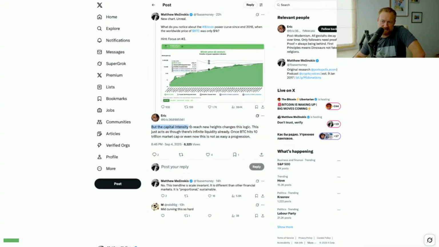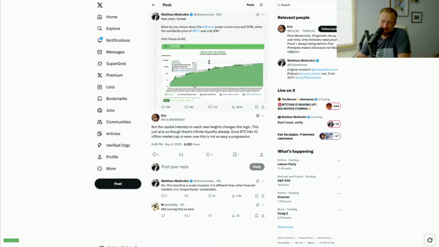This idea is a really good point, right? It just acts as though there's infinite liquidity already. That's not what is happening here. As I wrote, this trend line is scale invariant. It is different than other financial markets. It is proportional, or sustainable. I talk about this a lot, and I'll try to enlighten a little bit more on this quick stream today.